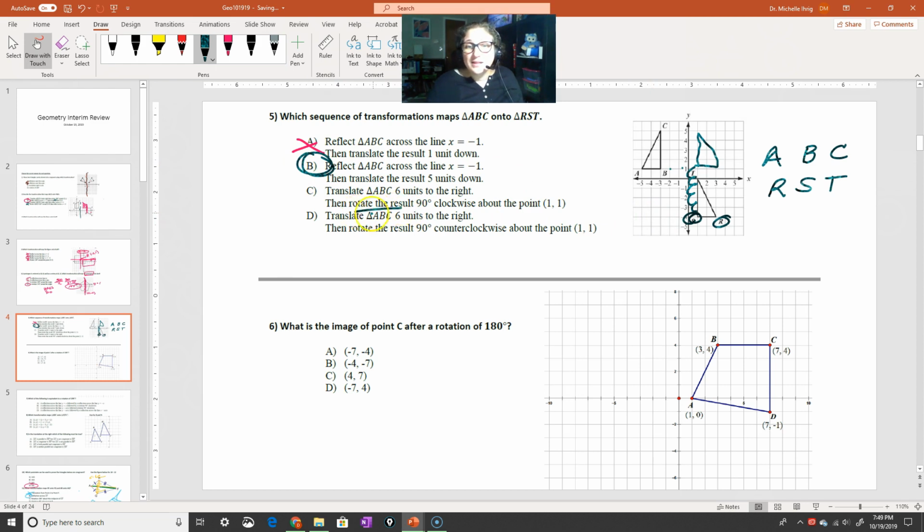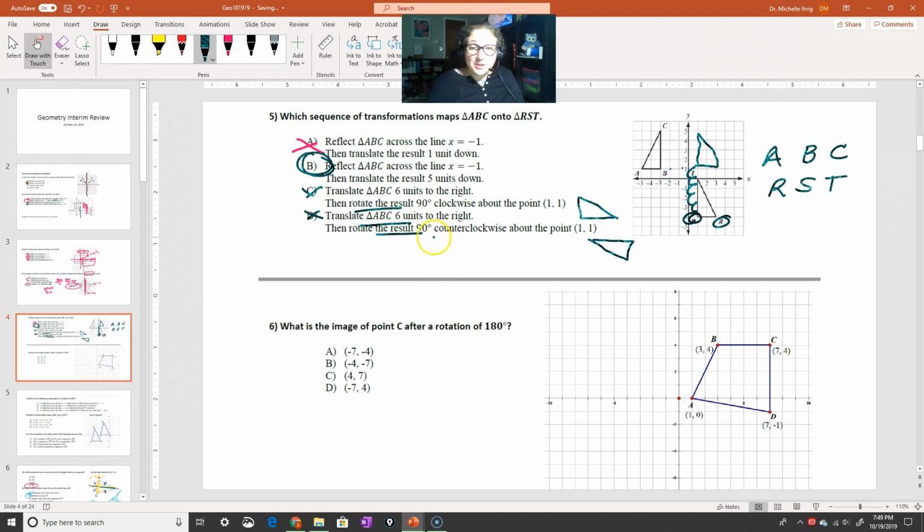The other ones, it says rotations simply because we know it's a rotation of 90 degrees. If it was a rotation of 90 degrees clockwise, it would go like that. If it was a rotation of 90 degrees counterclockwise, it would look like that. And it doesn't look like either of those, so we could have eliminated C and D from the beginning simply because it's not a rotation.